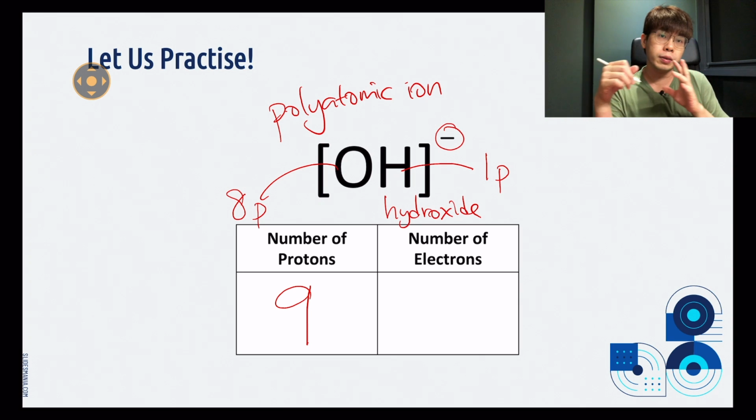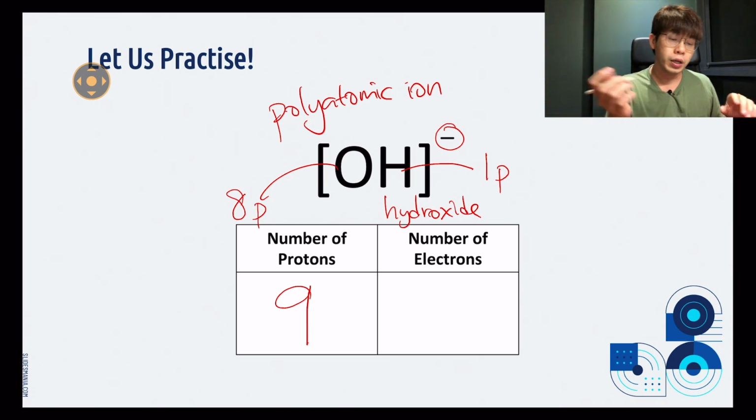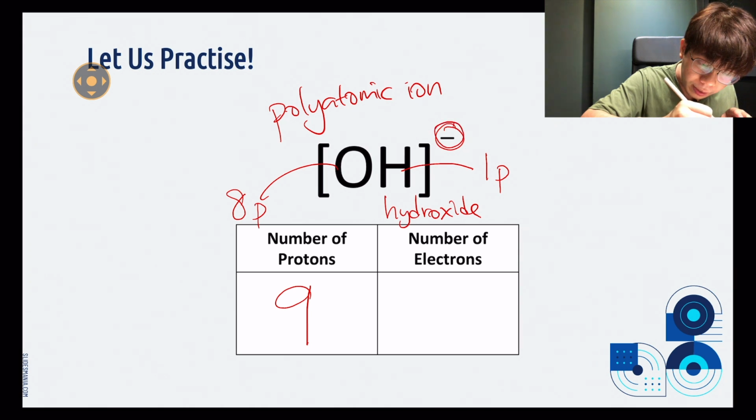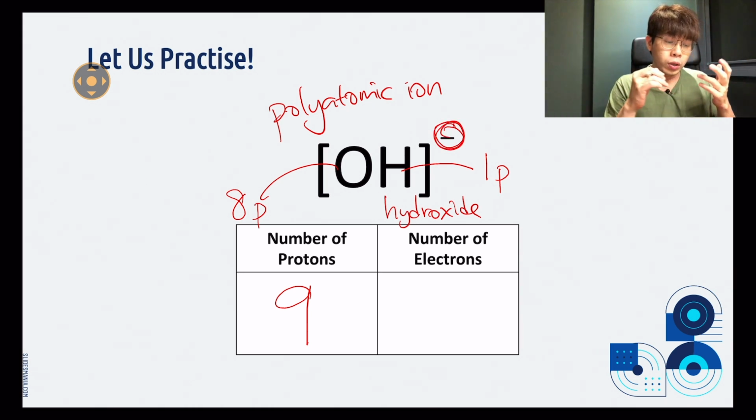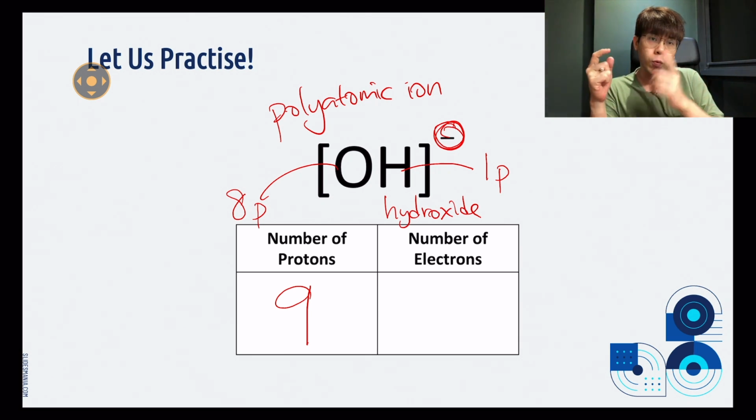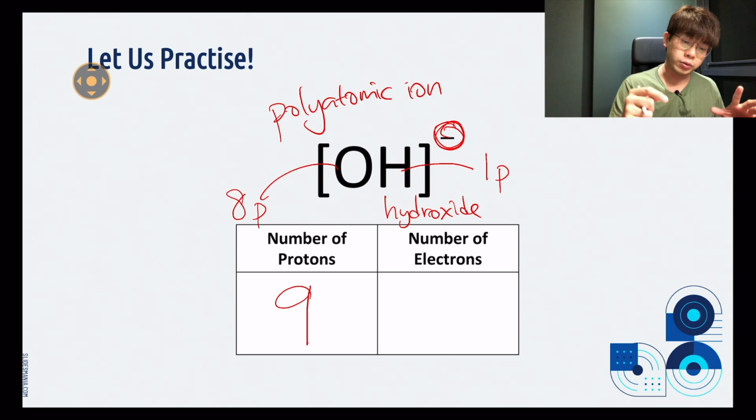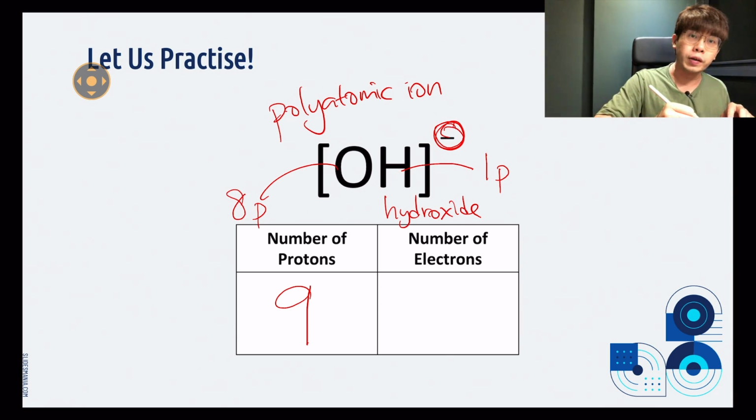Okay, how do I determine the number of electrons? Originally it will be neutral, right? 9 electrons. However, you see that there is a 1 negative charge for the whole hydroxide ion. So how do I do this? That means I need to have 1 extra electron as compared to the protons. So therefore the number of electrons has to be 10.